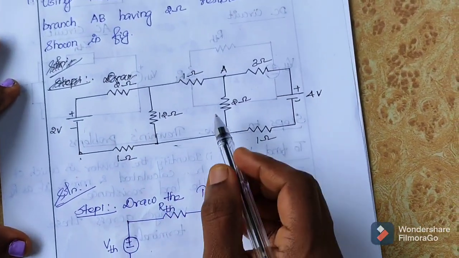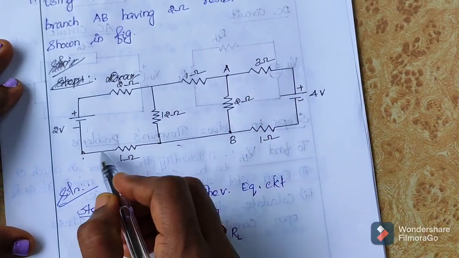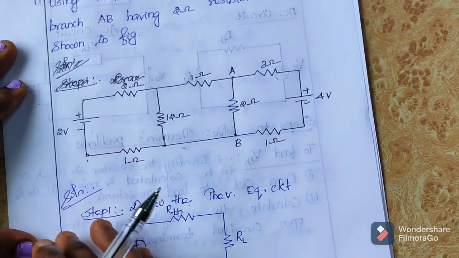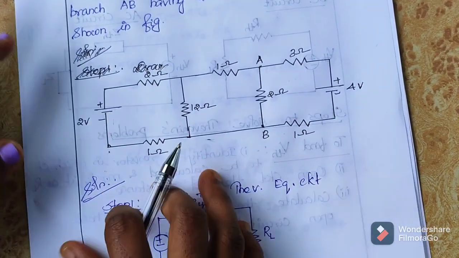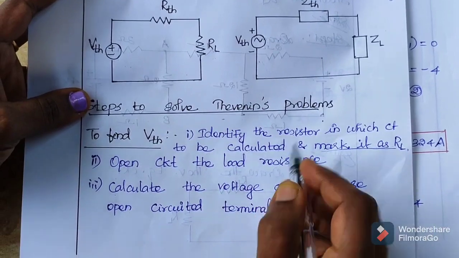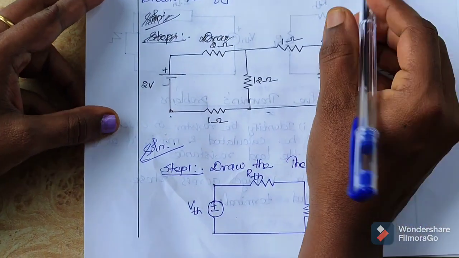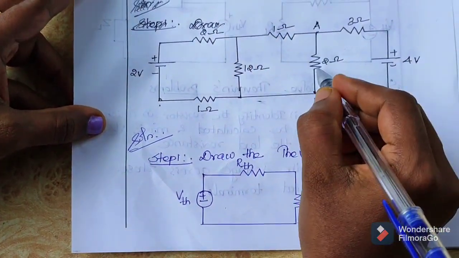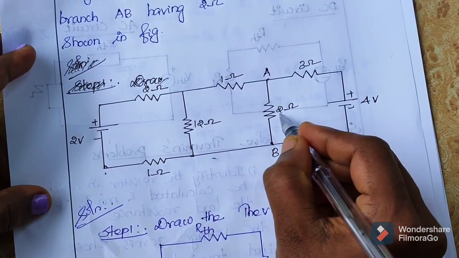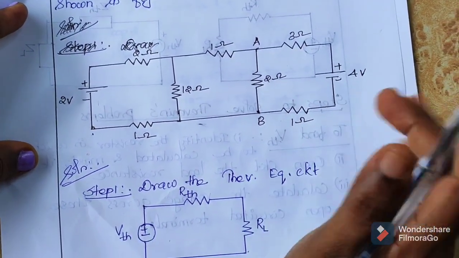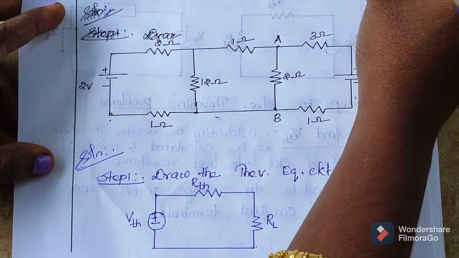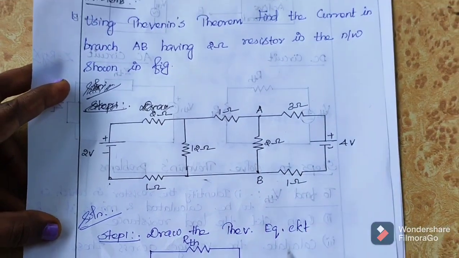In the diagram, the problem is given. Find the current in branch AB. What is the first step? Identify the resistor in which the current is to be calculated. Across which resistor are we asked to find the current? The 2 ohm resistance. So this is our load resistance. We have identified the load resistance as 2 ohms. Then we know the value of RL. And what is the next step?